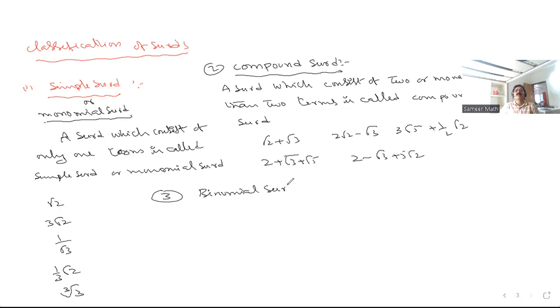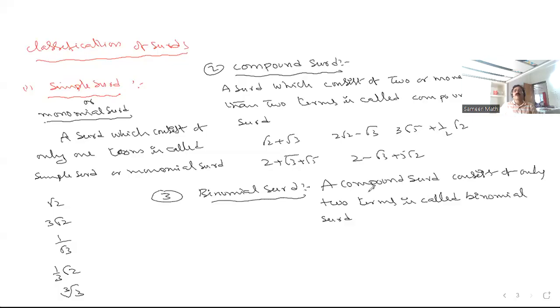Okay, binomial surd. What is a binomial surd? A compound surd which consists of only two terms is called a binomial surd. That is what I want to write. Whatever I said, I wrote here. You see, a compound surd consisting of only two terms is called a binomial surd.